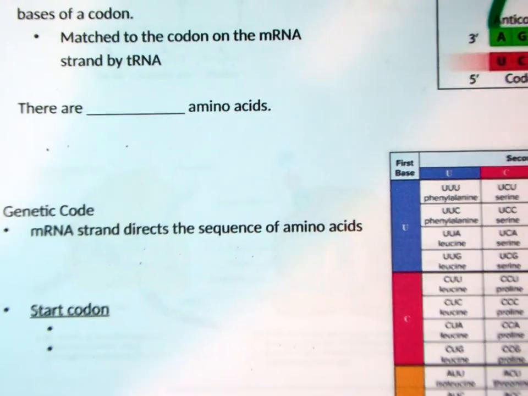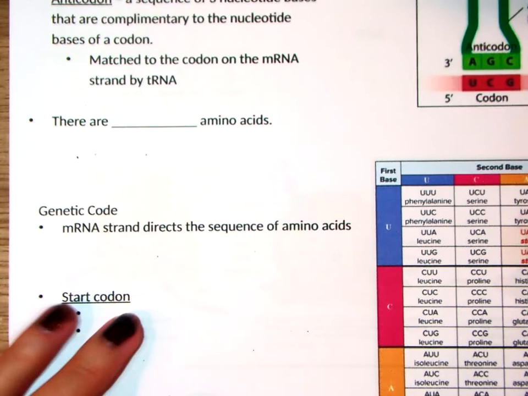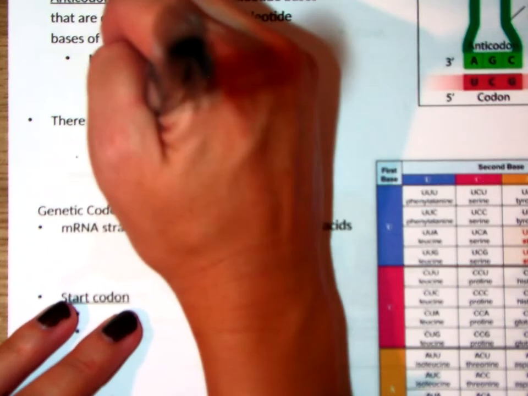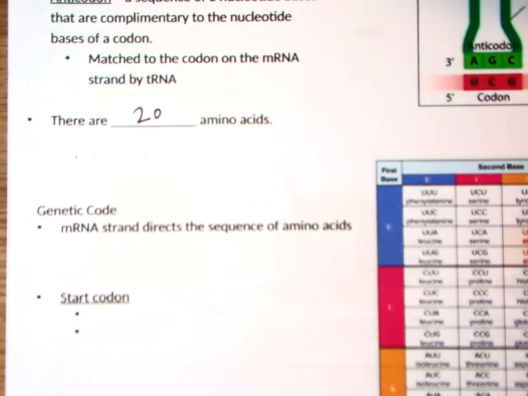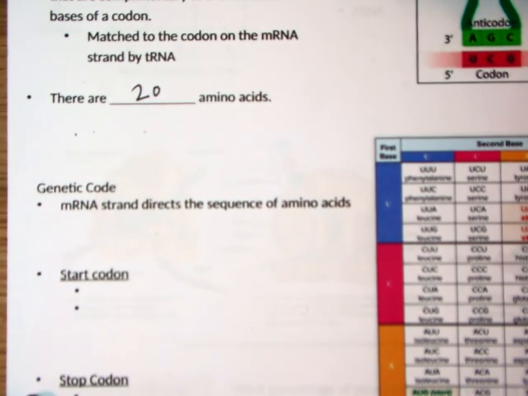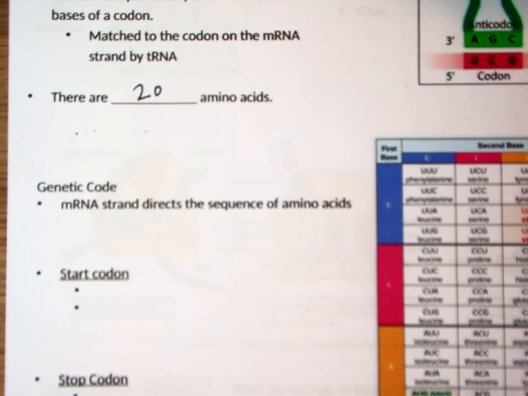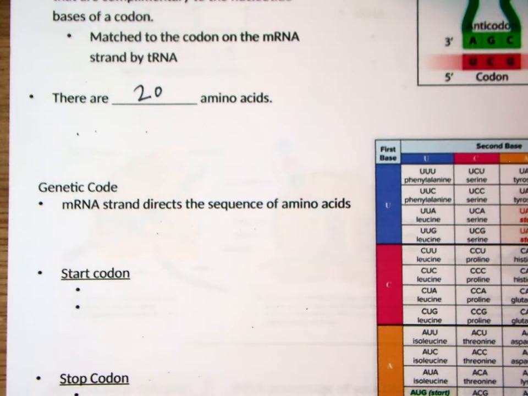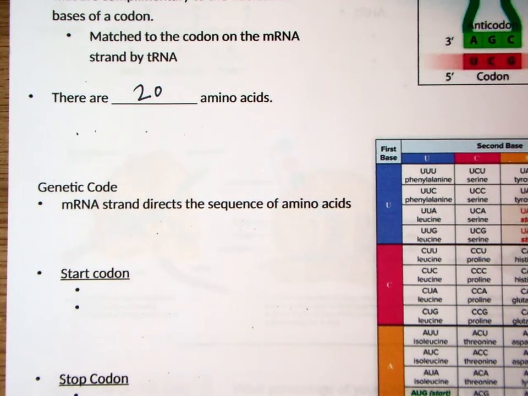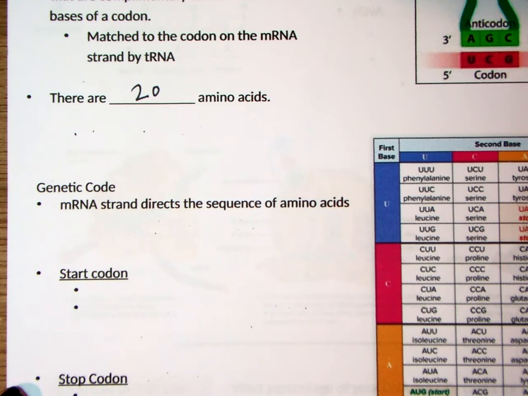We'll come back to anticodons in just a second, but we can fill this one in. There are 20 different amino acids. So the genetic code, the mRNA strand directs the sequence of amino acids based on those codons. So the start codon, and we're really simplifying this for you guys, it tells ribosomes where to start translating.